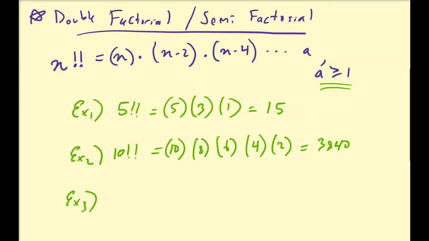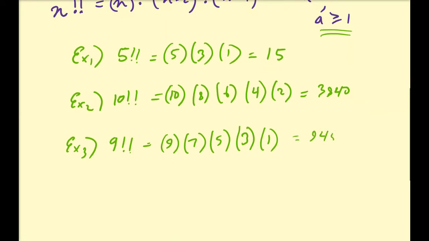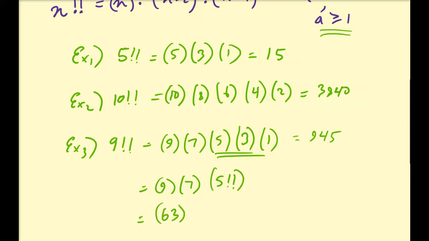And just another example, just to make sure we got it. 9 double factorial is the product of 9 and all its preceding numbers less than 9, but in steps of 2. So 9 times 7 times 5 times 3 times 1. Once you do that, you should get 945. Now, just like the factorial, you can break this down into other pieces. For example, this is 9 times 7 times all the numbers less than or equal to 5 in steps of 2. So 5 times 3 times 1 is the same as 5 double factorial. 9 times 7 is 63, and we already found 5 double factorial to be 15. Again, you can see that that is equal to 945.